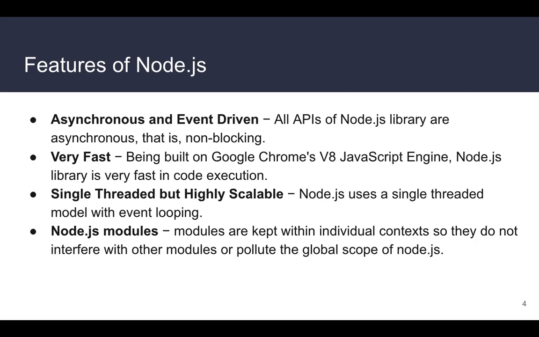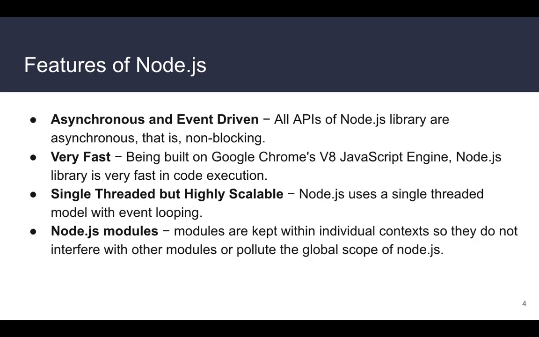Another feature is that there are a lot of modules in Node.js. Modules are kept within individual contexts so that they don't interfere with other modules or pollute the global scope of Node.js. A module is a functionality, either simple or complex, organized in a JavaScript file, and it is reusable throughout the Node.js application. Basically, there are three types of modules within Node.js.